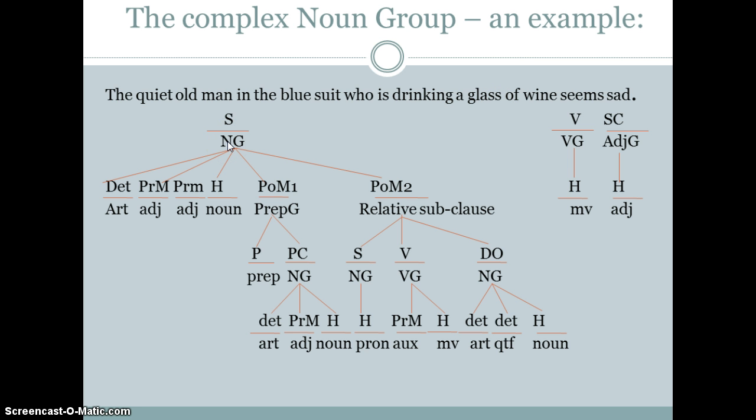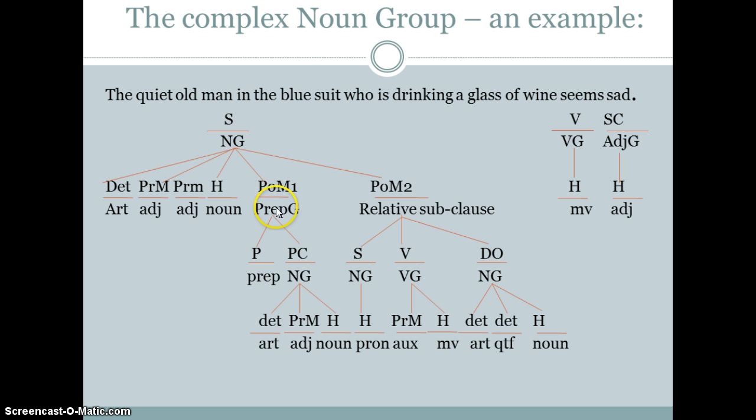noun group. When we look into the noun group, we'll see we have a head, man, that's the most important word, and it's a noun. Then we have a determiner, an article. We have a pre-modifier, quiet, which is an adjective. We have yet another pre-modifier, old, which is another adjective. Then we have two post-modifiers. The first post-modifier is a preposition group, in the blue suit. The second post-modifier is a relative subclause, who is drinking a glass of wine.